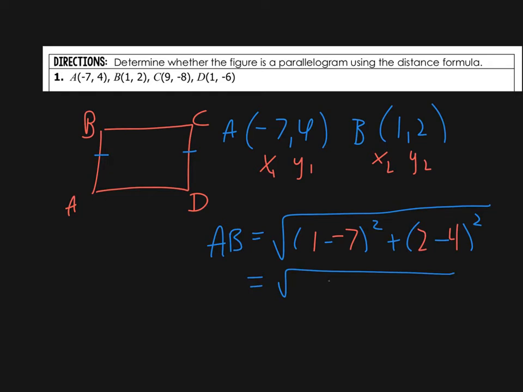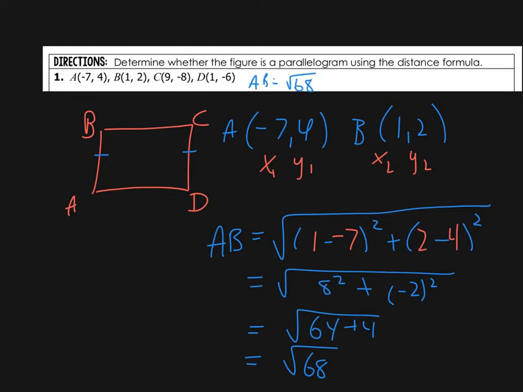1 plus 7 is 8 squared, and 2 minus 4 is -2 squared. That's going to be 64 plus 4, which is the square root of 68. So I'm just going to write up here that AB is equal to the square root of 68. And now I'm going to repeat that for CD.